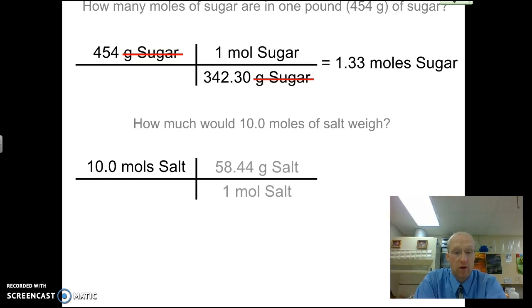Okay, if we had 10 moles of salt, how much salt would that be? 10 moles of salt at 58.44 grams per mole. Again, we just found the mass of that in the previous slide, the 58.44, so back up if you need to see how we did that. It's going to end up being 584 grams of salt.